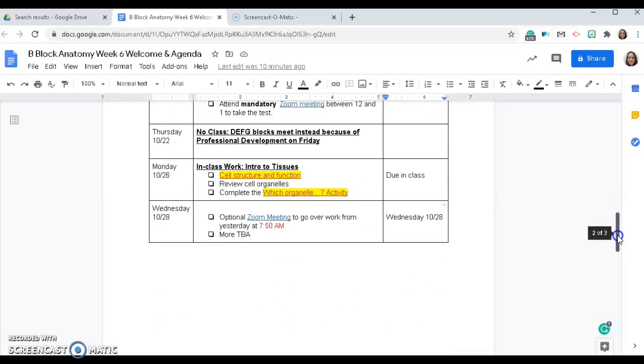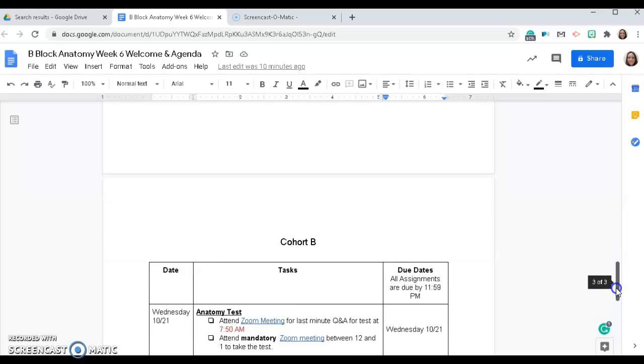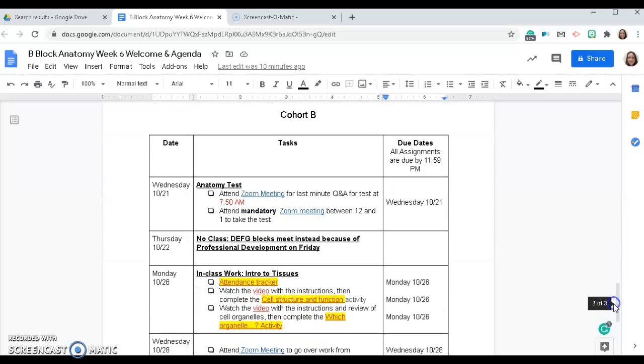Those of you who are in cohort B, you're going to be doing the same thing as those in cohort A in class. In the morning, you'll fill out the attendance tracker. Please wait to do the attendance trackers until the day that they are due. If you do them early, I cannot mark you present for the day that they are due. So wait to do them until the day that they are actually due.